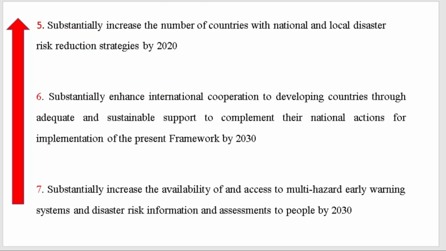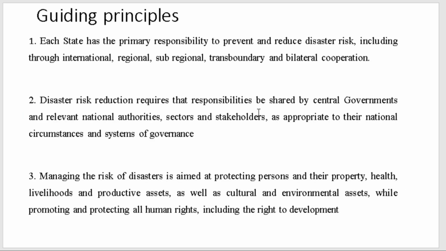Next is what all things are to be increased. The fifth one is substantially increase the number of countries with national and local disaster risk reduction strategies by 2030. Next one, substantially enhance international cooperation to developing countries through adequate and sustainable support to complement their national action for implementation of the present framework by 2030. Next one, substantially increase the availability of and access to multi-hazard early warning systems and disaster risk information and assessments to the people by 2030.